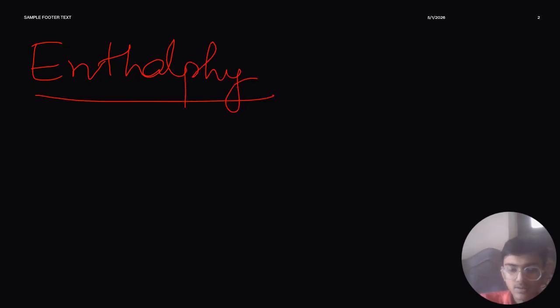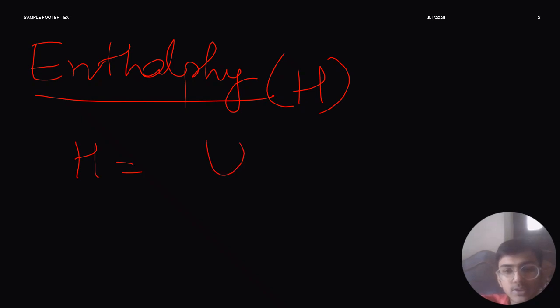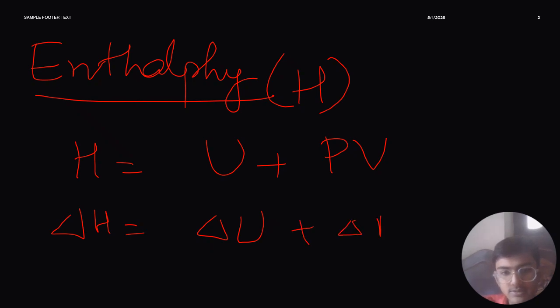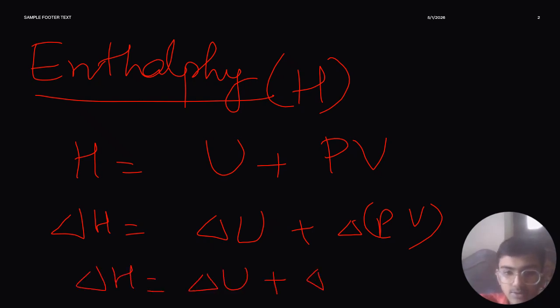Okay. So enthalpy is a, we can say, parameter which depends on internal energy and PV work done. So it is given as H is equal to U plus PV. If we just take delta, change, on both sides, it will look like this. Now delta H is equal to delta U plus delta P delta V plus V delta P.